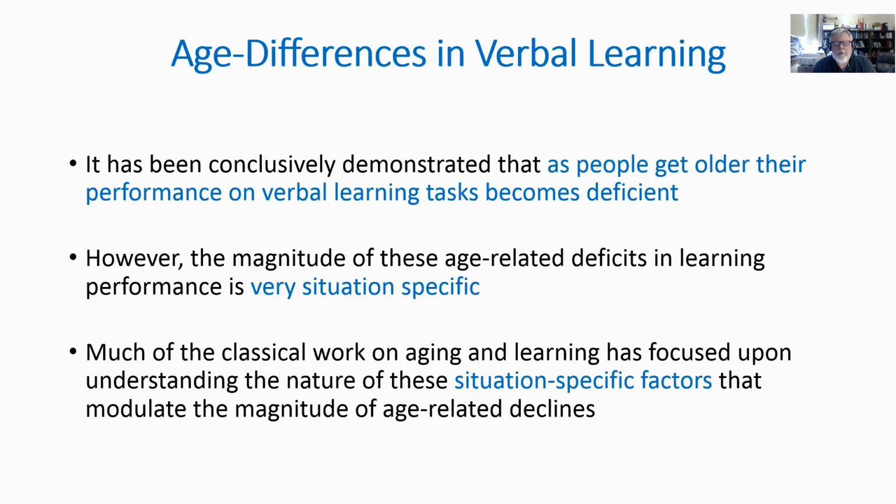And despite the fact that we have this demonstrated age-related decrement in verbal learning, the size or the magnitude of those decrements are very, very situation specific. So much of the classical work on aging and verbal learning is focused upon understanding the nature of these situation-specific factors that modulate the magnitude of the age-related declines in verbal learning. And to the extent that we can control those factors, we can perhaps mitigate age differences in learning in a variety of contexts.